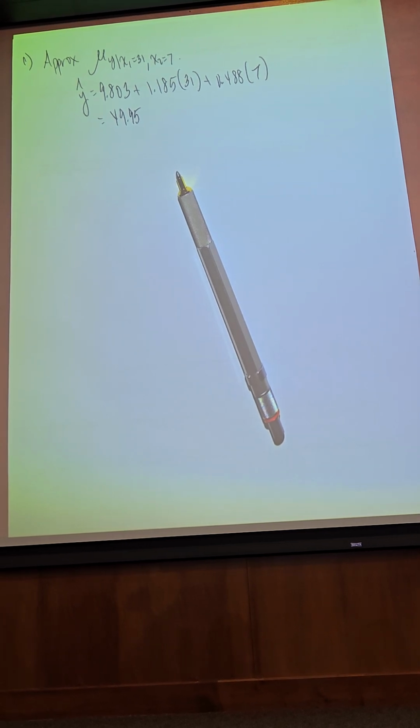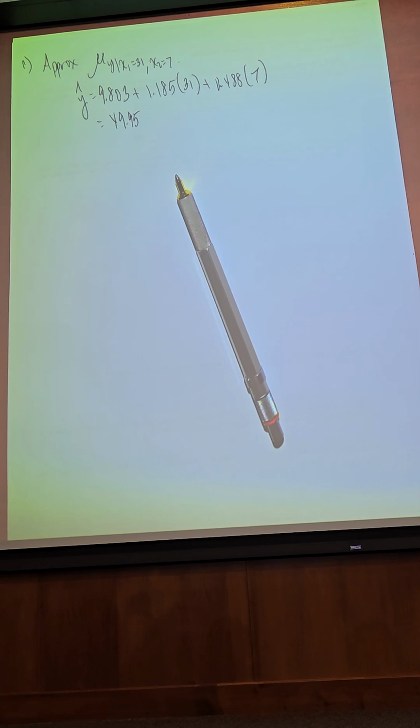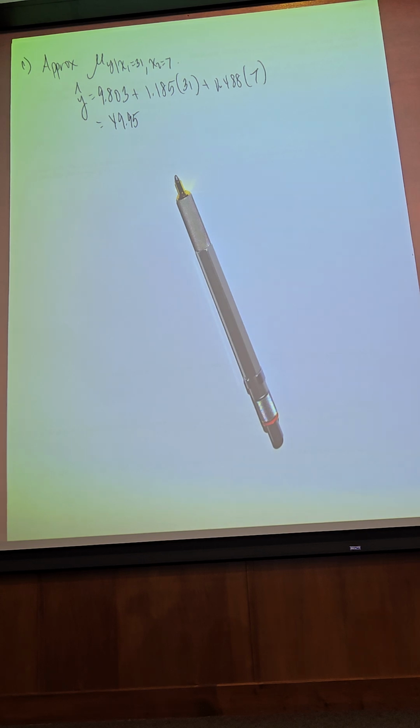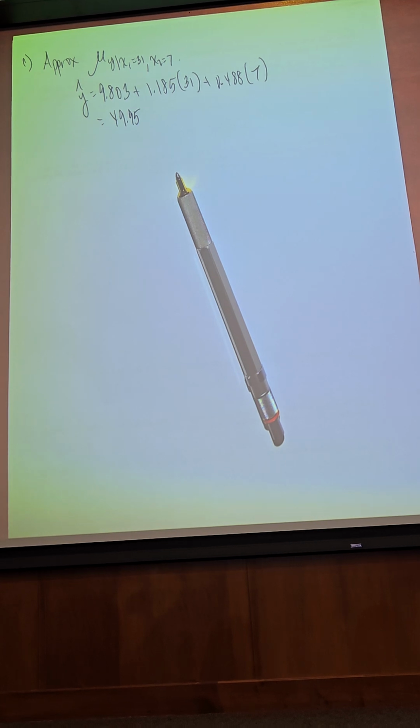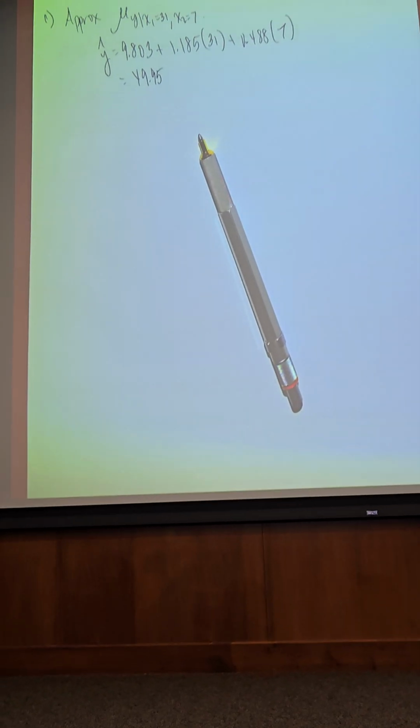All right. Do you think the population mean is 49.95? Probably not. You think it's probably around 49.95? Probably. What do you think we're going to do next? A confidence interval, right? But we have to wait till Monday. Okay. Yeah, we'll do that on Monday.